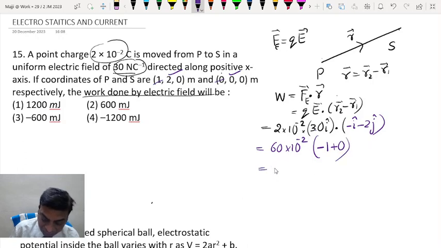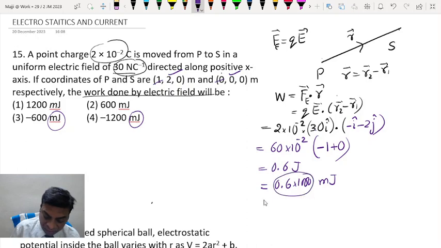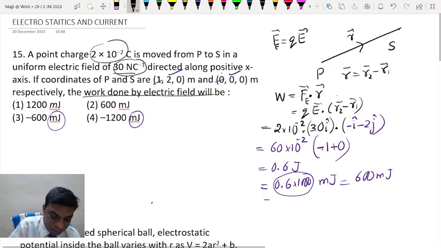So finally you have around 0.6 joule. Since the options are in milli, so multiply and divide by 1000. When you divide by 1000, you get milli, and simultaneously when you multiply by 1000, this will be 600. So 600 millijoule with the minus sign. Don't forget to put this minus sign. So minus 600 millijoule is the correct answer.